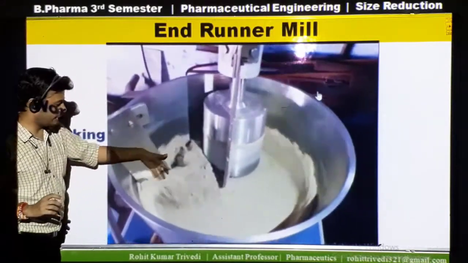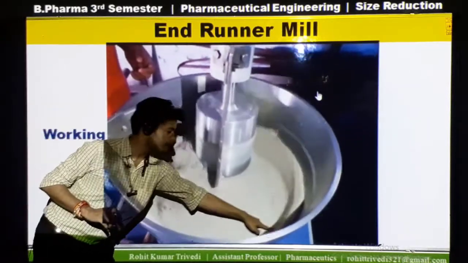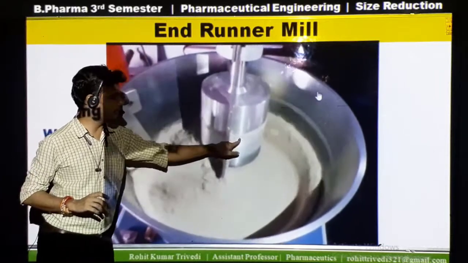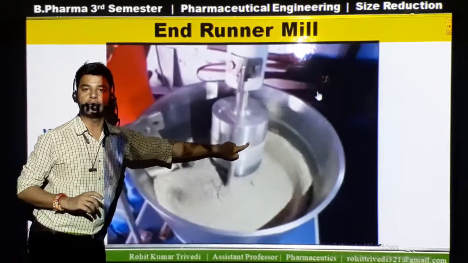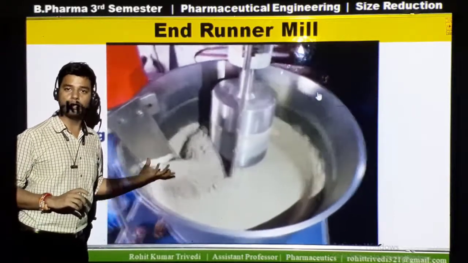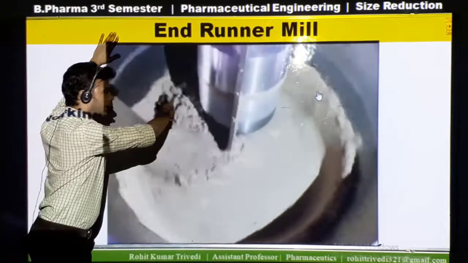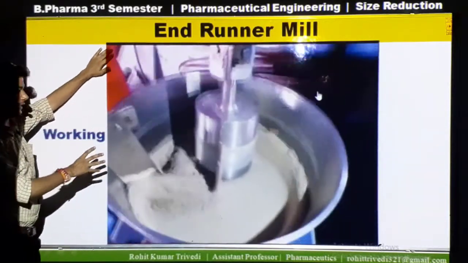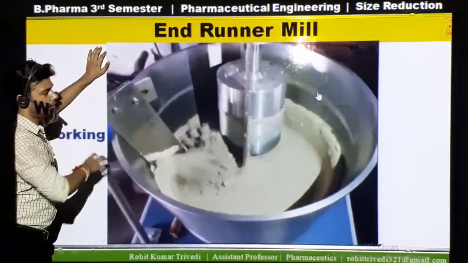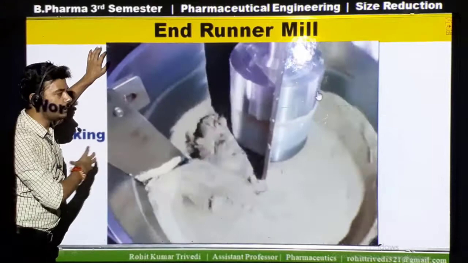This scraper here, you can see it is scraping the material that has adhered on the surface of the mortar, and this scraper is removing the material that has adhered on the surface of the pestle. Okay, this is the simple construction and the simple working of the end runner mill. Now I think you might have got the idea how exactly this machine is working. So the working of the end runner mill is very easy.